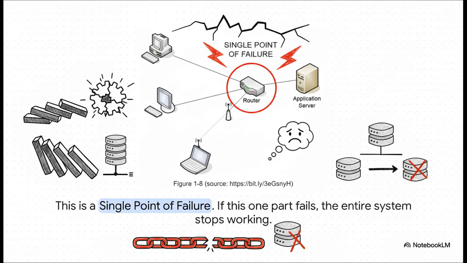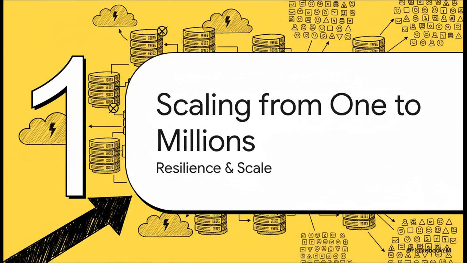Not good. So, how do we fix this? How do we build a system that can actually handle millions of users without even breaking a sweat? This, right here, is the core challenge of system design. It's all about getting rid of those single points of failure and building for massive scale. So let's start that journey.